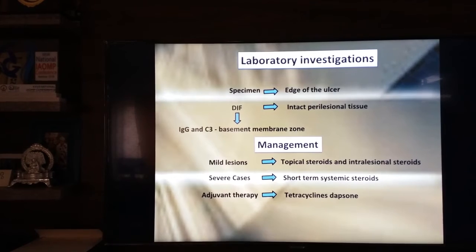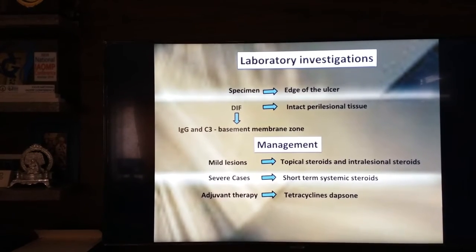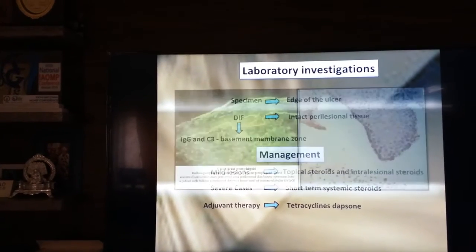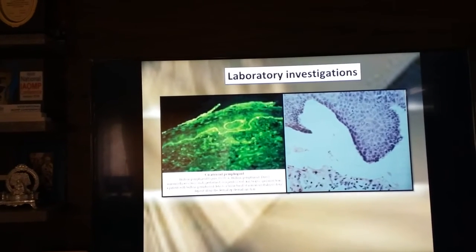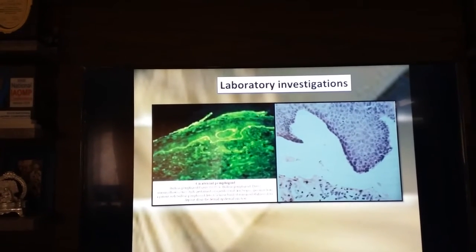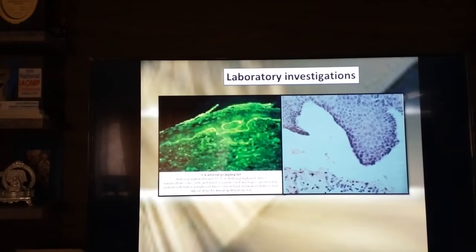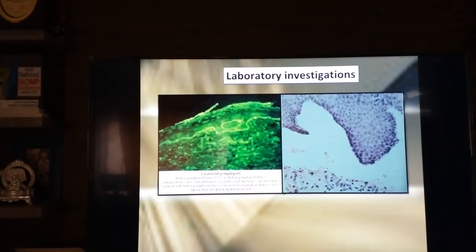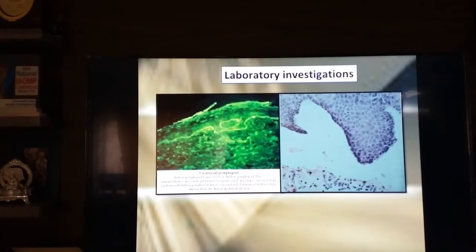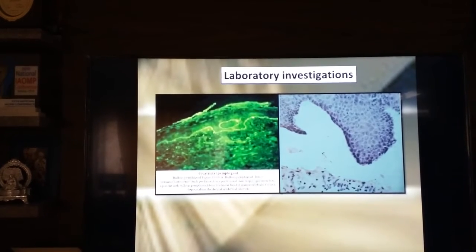As adjuvant therapy, sometimes you may give tetracyclines and dapsone to prevent any superinfection. There is a beautiful split that is taking place between the epithelium and the connective tissue. At the junction of the basement membrane, you will find the lesion is something like a hairpin type of lesion, which can occur in the oral cavity.